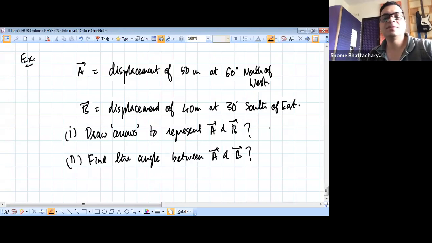If the vectors are specified in words like this, that A is 50 meters at 60 degrees north of west and B is 40 meters at 30 degrees south of east, how will I find the angle between the two vectors and how much will that angle be?